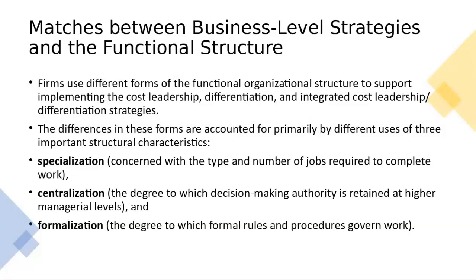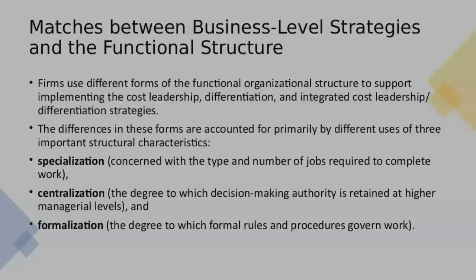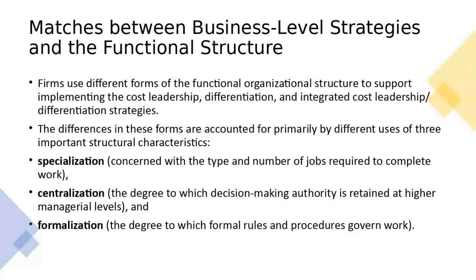The differences in these forms are accounted for primarily by different uses of three important structural characteristics. First, we have specialization, which is concerned with the type and number of jobs required to complete the marketing department and this other department and that kind of thing. Centralization is the degree to which decision-making authority is retained at higher managerial levels, and formalization is the degree to which formal rules and procedures govern work. And these things are characteristic of the functional structure.